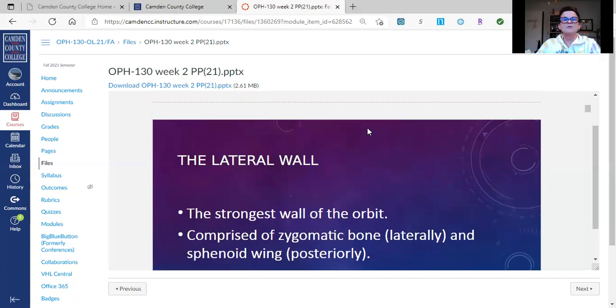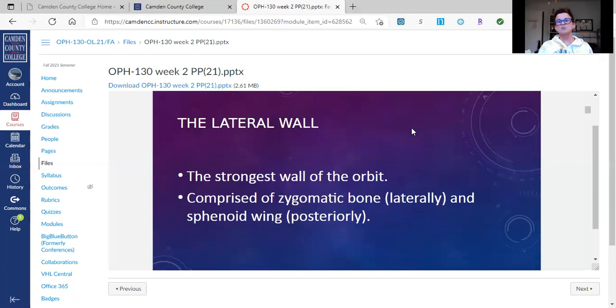All right, the lateral wall. The lateral wall is the strongest wall of the orbit. Again, right here, if you take your fingers right along here, you can feel the lateral wall of the bony orbit. It is the strongest wall of the orbit and is comprised of the zygomatic bone laterally and the sphenoid wing posteriorly. I will only test you on the fact that the lateral wall is the strongest wall of the orbit, and it is comprised of the zygomatic bone.